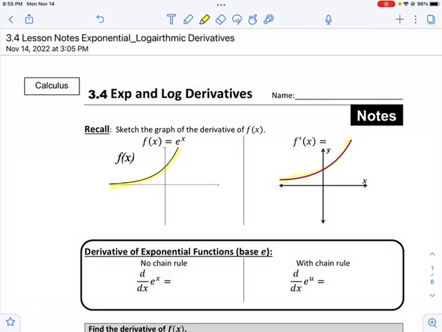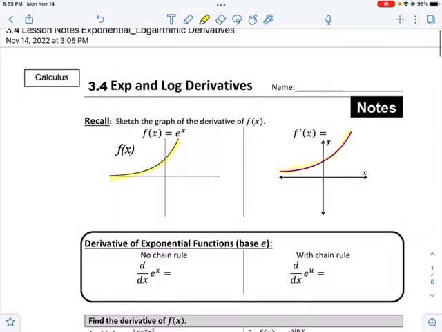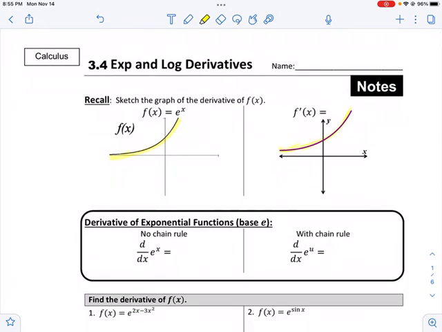Okay, tonight we're looking at 3.4, exponential and log derivatives. So if we sketch the graph of the derivative of f of x, it turns out that f of x is equal to e to the x, and f prime of x is equal to e to the x as well.